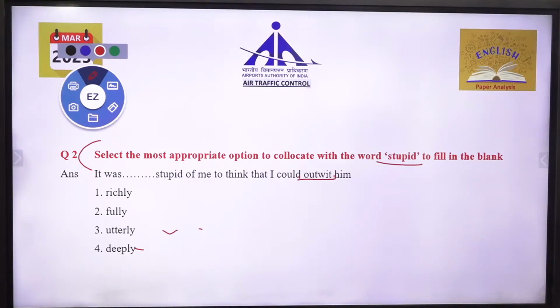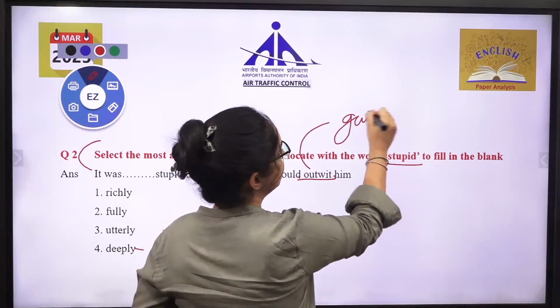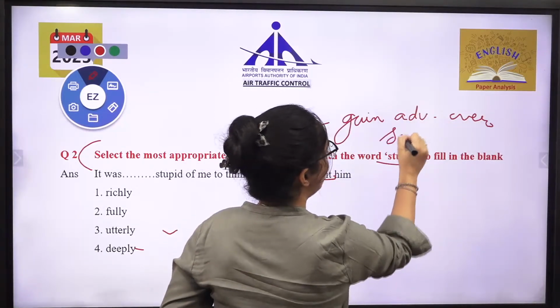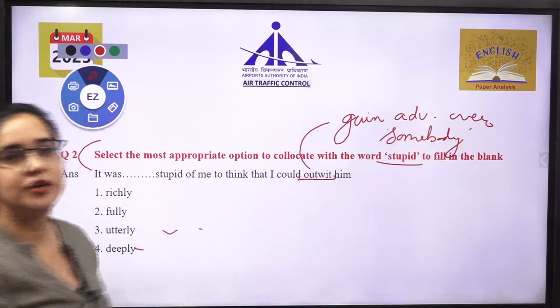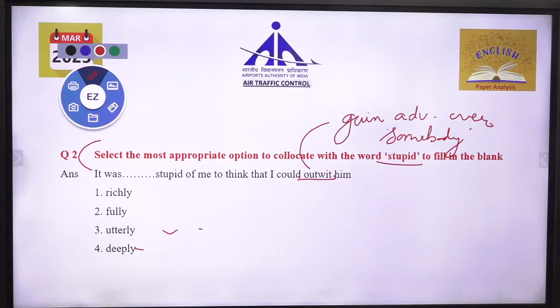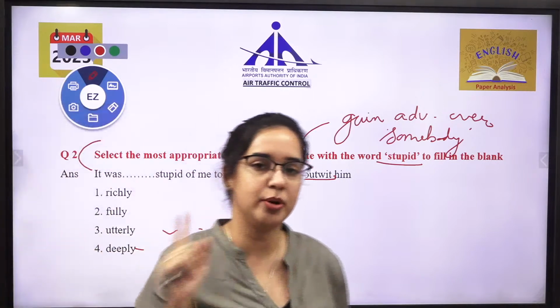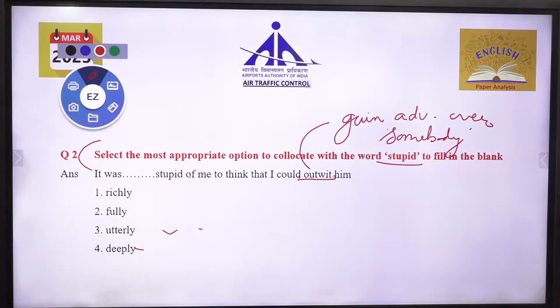Tell me what will be the answers. When you are gaining some kind of an advantage over somebody or someone, it is termed as outwit, right? So understand the words and meanings side by side, because it can be both antonyms, both synonyms, or one antonym and one synonym in your papers. So it was dash stupid of me.